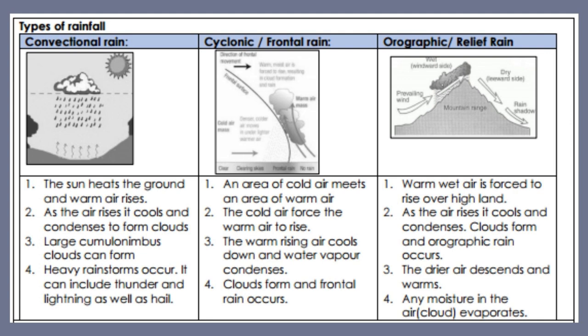1. Warm wet air is forced to rise over high land. 2. As the air rises it cools and condenses. Clouds form. Orographic rain occurs. 3. The drier air descends and warms. 4. Any moisture in the air, cloud, evaporates.